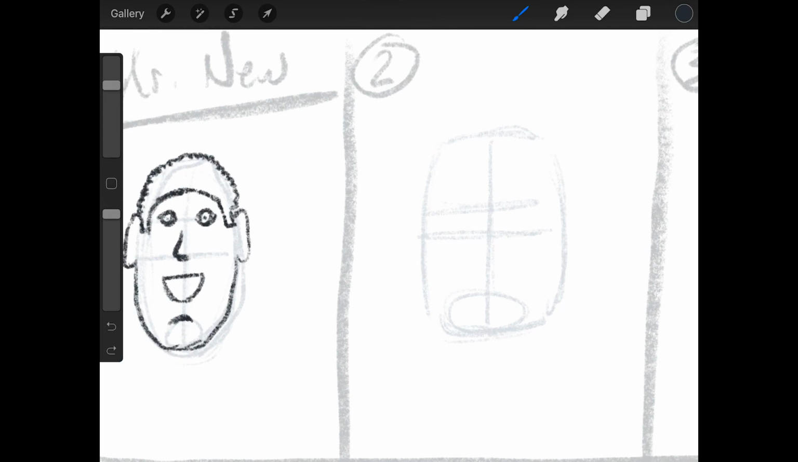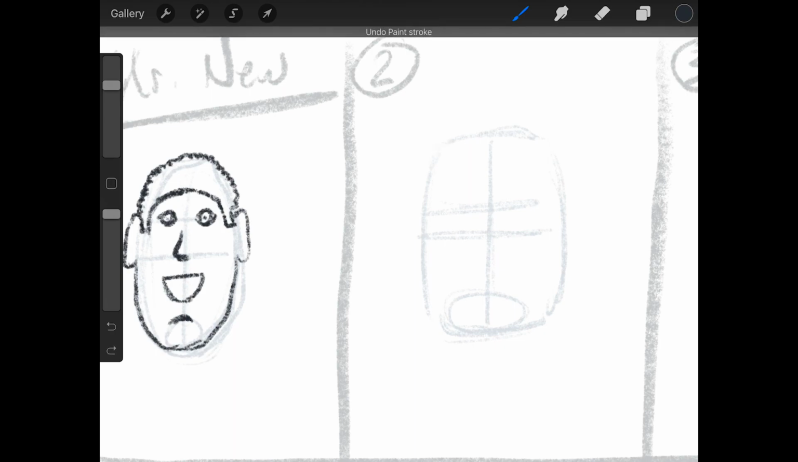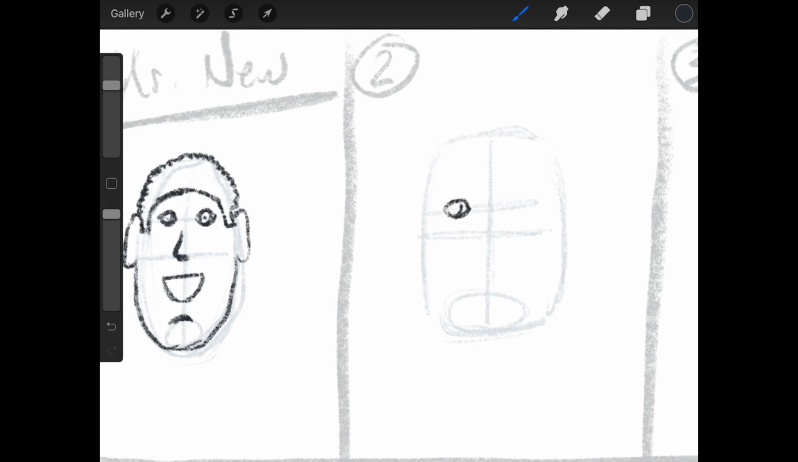So let's come over to our second here, and with this boxy shape, let's try again. Let's put our eyes on the eye line. Let's put our nose on the nose line. Let's put our ears between the eye line and the nose line. Let's put our mouth between the nose and the chin. Let's indicate the top of the chin. Let's trace out the chin shape.